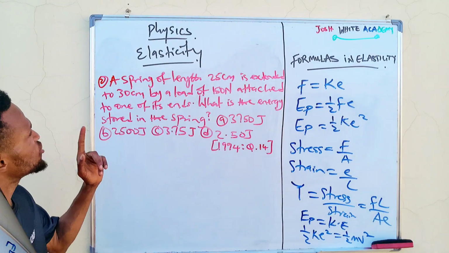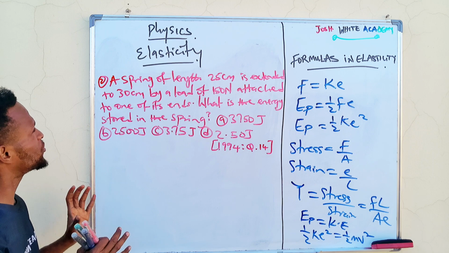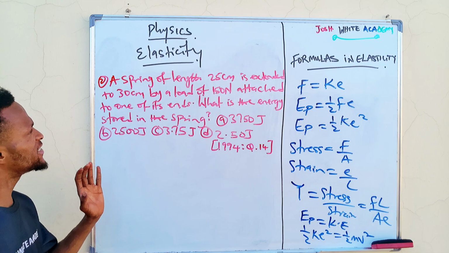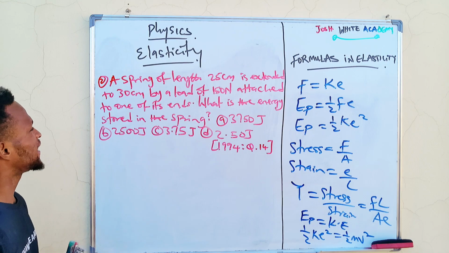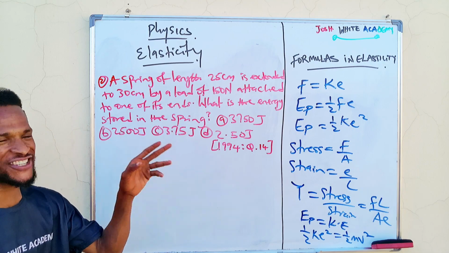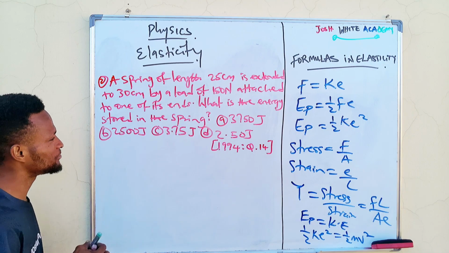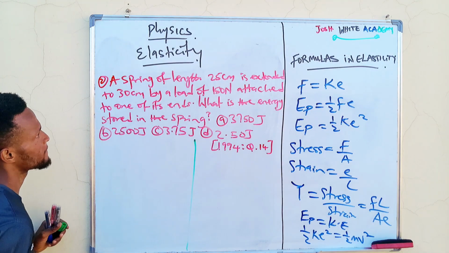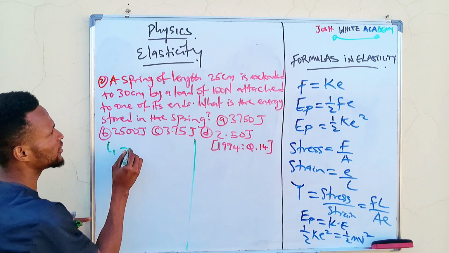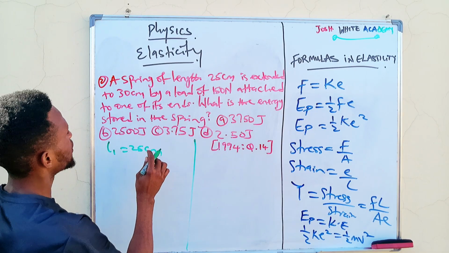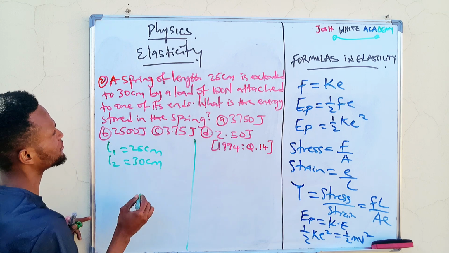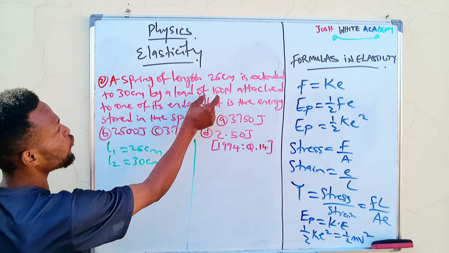To the next question. A spring of length 25 cm is extended to 30 cm by a load of 150 Newton attached to one of its ends. What is the energy stored in the spring? Energy stored in the spring, elastic potential energy. So let's write down our data. A spring of length 25 cm, this is our initial length, L1, 25 cm. Is extended to 30 cm, that is our final length is 30 cm by a load of 150 Newton.